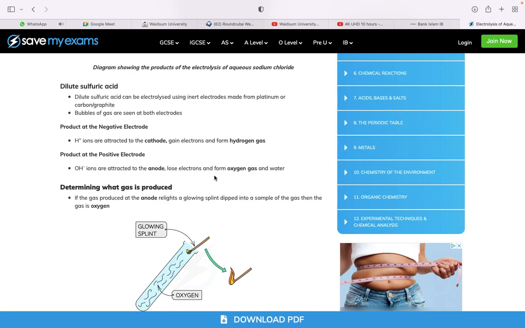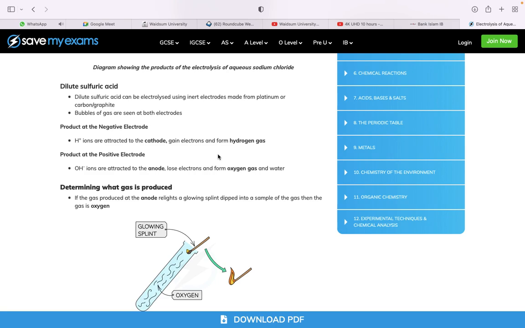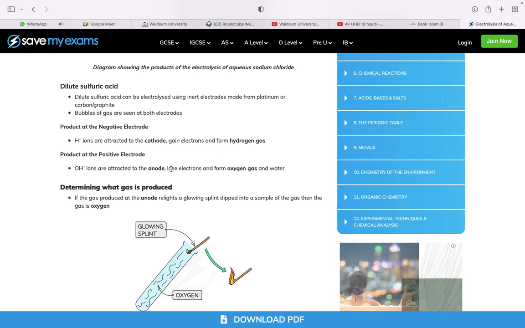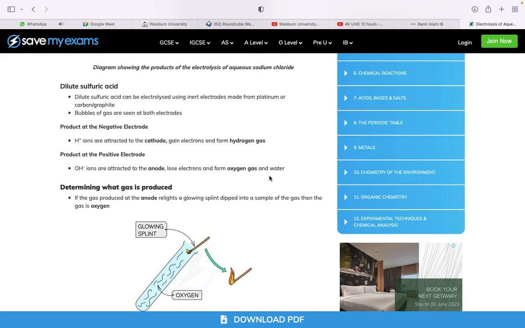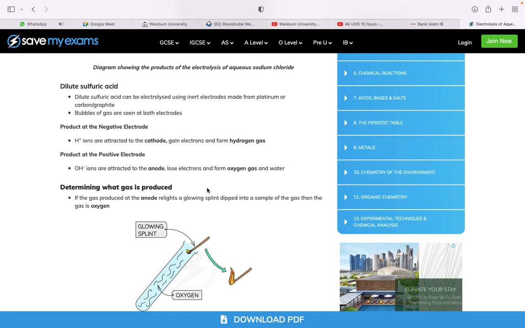They will lose electrons. At the anode, you lose electrons. You don't gain electrons, because there are no electrons to gain. All you have is a positive charge. So you have to lose your electrons so that the electrons can carry the charge back to the battery. So here they will lose their electrons and become oxygen gas. OH ions can only form oxygen gas and water. Oxygen and water are what is produced. We're going to see the equations, what we call the half equations at the anode and at the cathode.